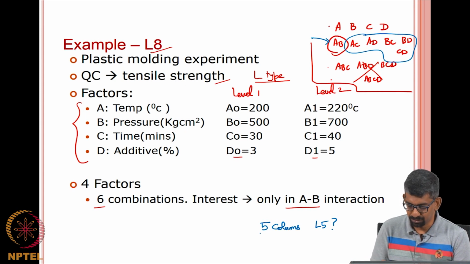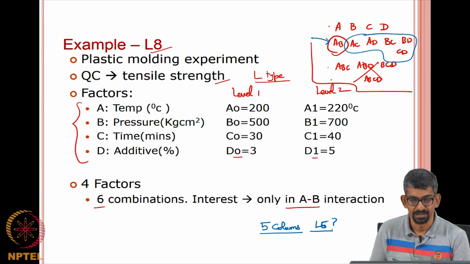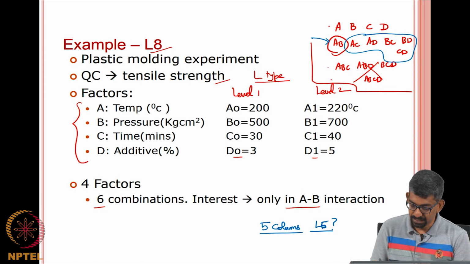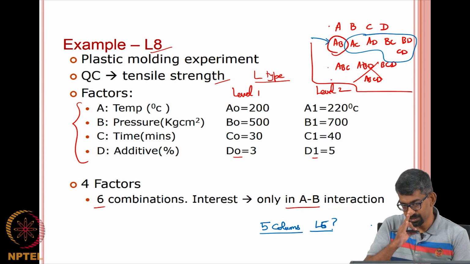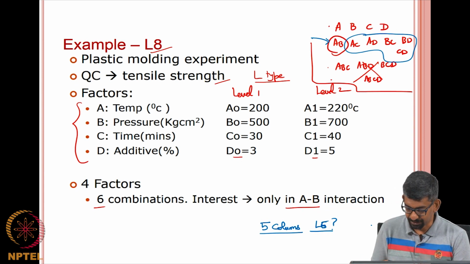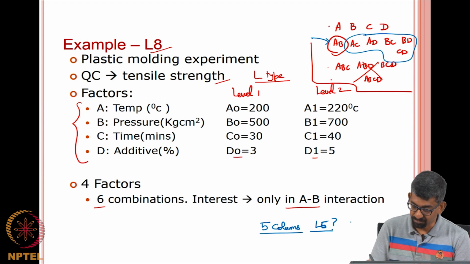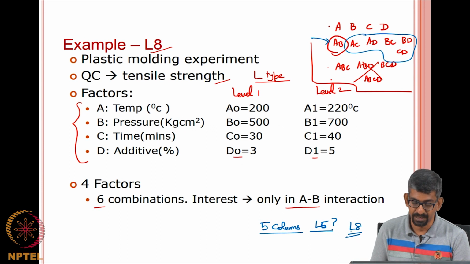but even before that, if you need 5 columns, then what should be your L? It should actually be L6, because for L6 there will be 5 columns. Please remember, 6 is the number of experiments and the columns are your factors. But L6 does not exist, that we know. So, the next possible one that you can think of is L8.